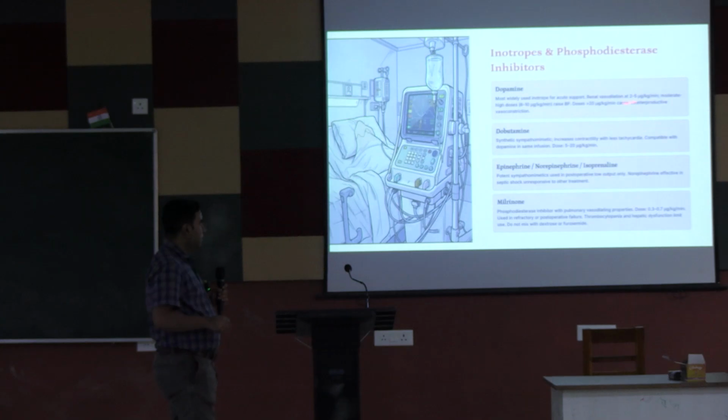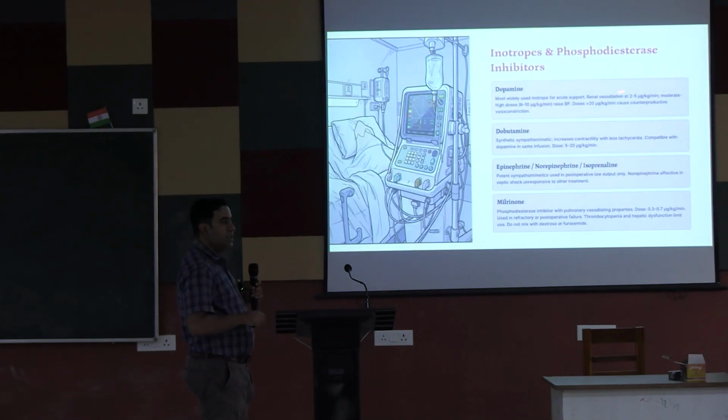What are the inotropes? As discussed earlier, dopamine is very commonly used. We start with the renal vasodilator dose, 5 microgram per kg per minute. Then we can increase up to 10 microgram. Finally, the maximum dose is 20 microgram per kg per minute. But it can cause arrhythmia. So before reaching the 20 microgram per kg per minute, we shift to epinephrine or norepinephrine.